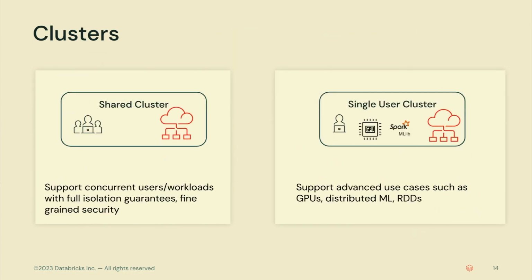OK, so to switch tracks just slightly here, for those of you who have used Unity Catalog, you'll know that there are two different types of clusters that we support. One is a shared cluster. This is good for 90% of your use cases. Users share it. They pile on all together. We support all the fine-grained access control.